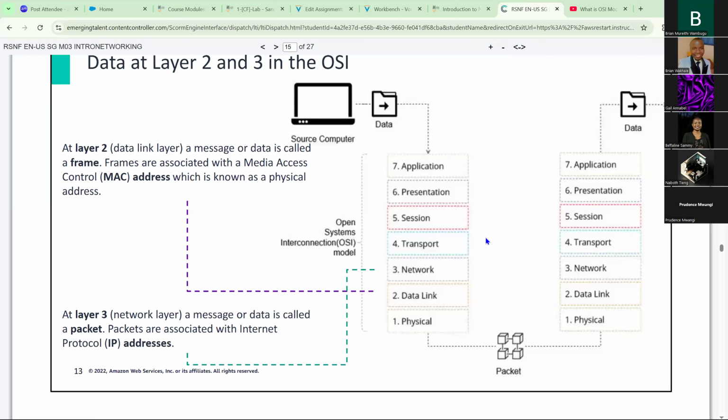Data at layer 2 and 3 in the OSI. At layer 2, the data link layer, a message or data is called a frame. Frames are associated with the media access control. You've heard of MAC address. They are associated with the MAC address, which is known as a physical address. So if someone asks you in an interview, what is the physical address of a computer? Know that it is the computer's MAC address. And MAC addresses are unique to the devices. Each device has its own MAC address.